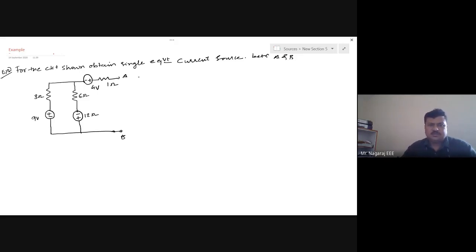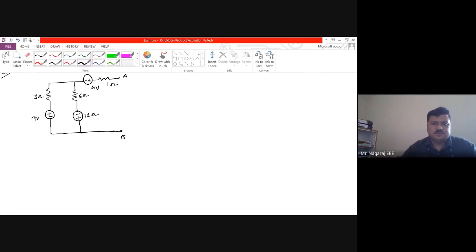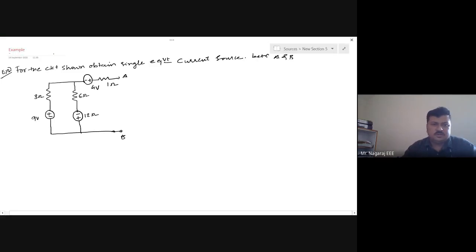Now I have to directly jump into the circuit reduction technique. Again you observe this combination: I have 2 voltage sources in parallel. Now what should I do? Can I directly get the equivalent value of these 2 sources? As per the rule, what should I do?